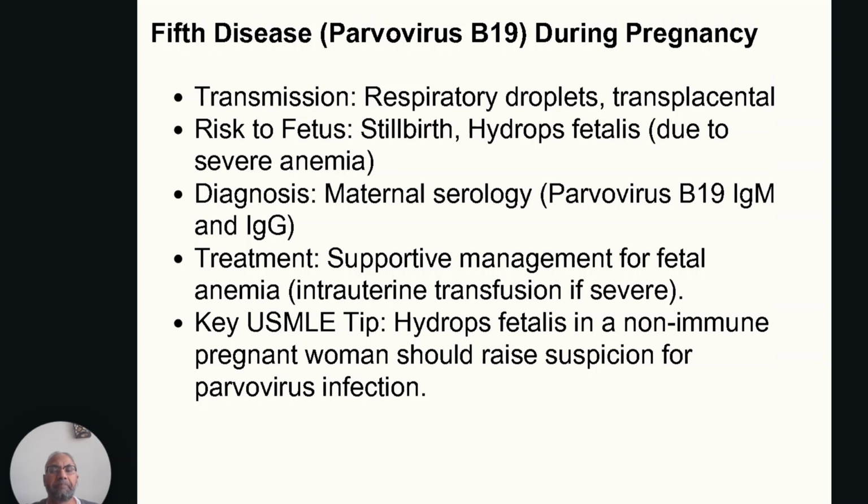Key USMLE: hydrops fetalis in a non-immune pregnant woman should raise suspicion for parvovirus infection. So if the fetal ultrasound is showing hydrops fetalis, we have to go into the vaccination history of the mother. And if the mother was not immunized for parvovirus B19, then we have to suspect parvovirus infection.